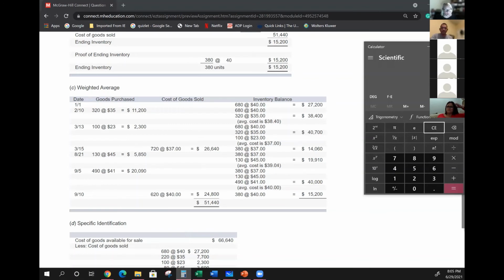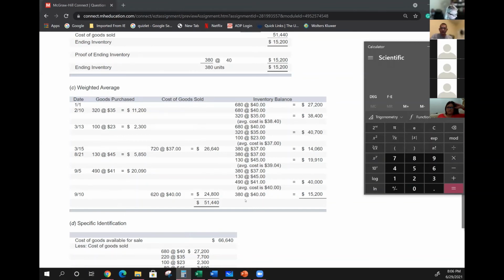So my average of 39.04. Now I'm adding the new purchase. So now I'm ending up with 40,000. And now my units are 870, right? So 40,000, let me just make sure it's right, divided by that 870. Does it look like 1,000 again? Oh, it's 1,000 again.